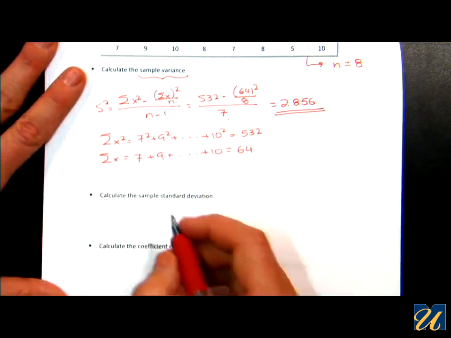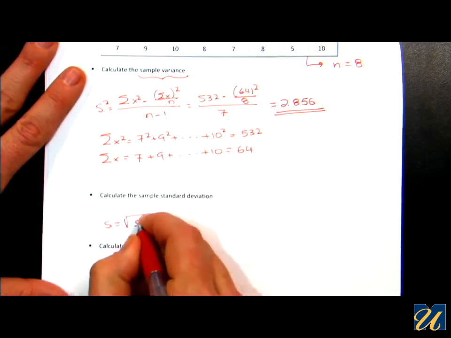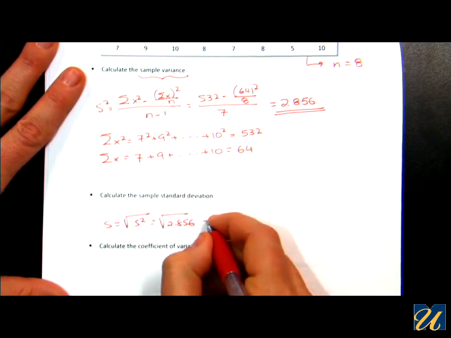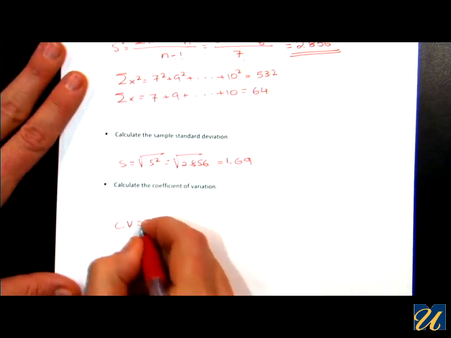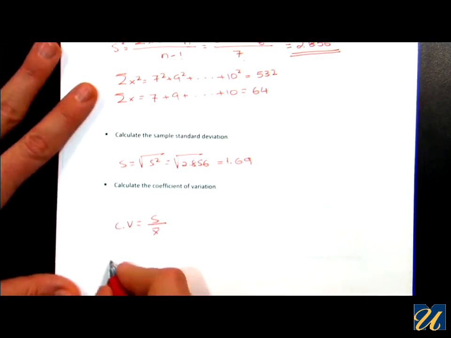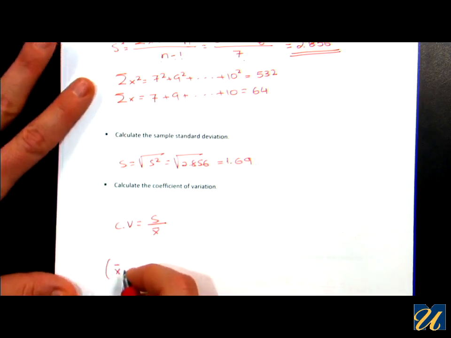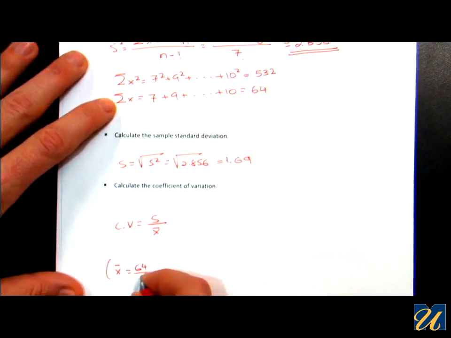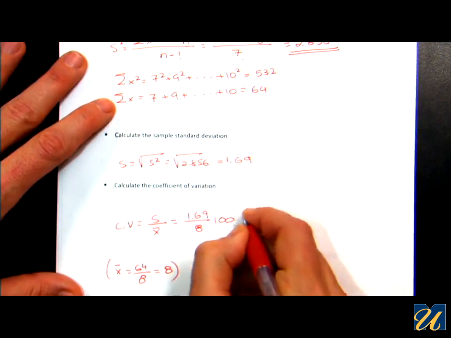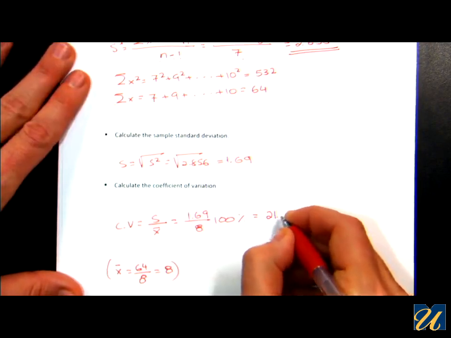To find the sample standard deviation, once again, all I need to do is take the square root of the variance, square root of 2.856, and this is going to be equal to 1.69. For the coefficient of variation, I need the sample standard deviation and the average. I don't have the average, but I can certainly figure it out. The sum of the entries is 64. I have 8 entries, therefore the average is 8. So 1.69 over 8 times 100%, and this will be equal to 21.13% for the coefficient of variation.